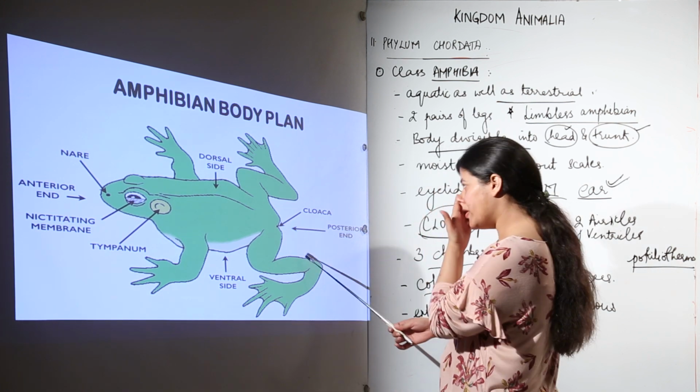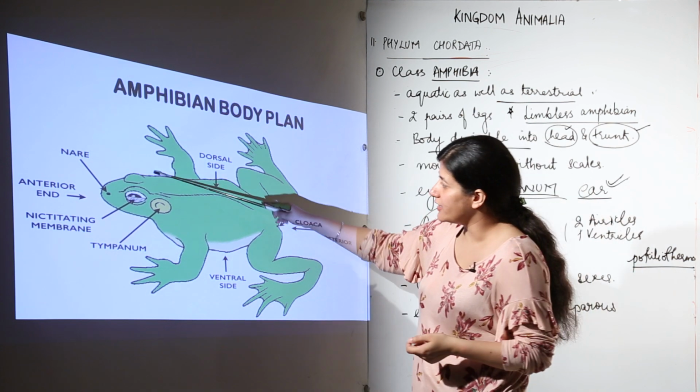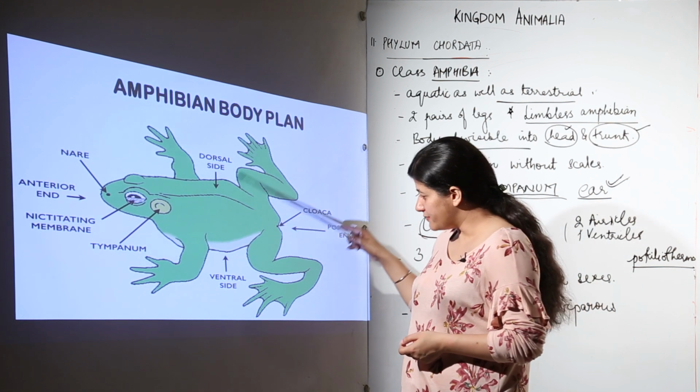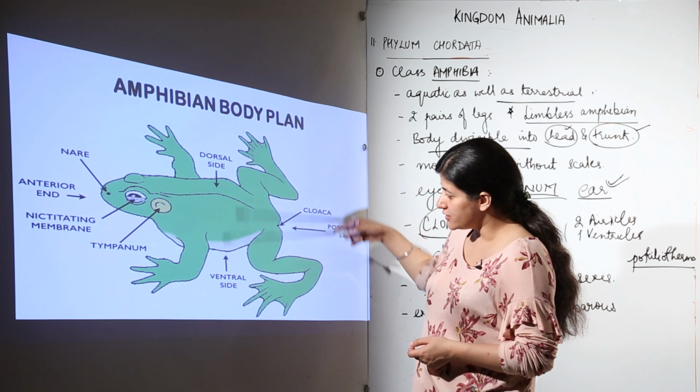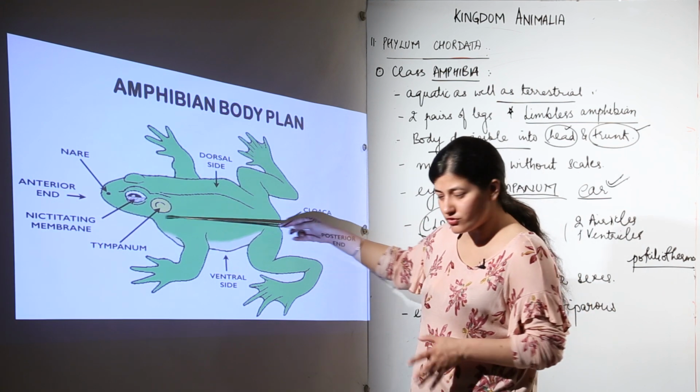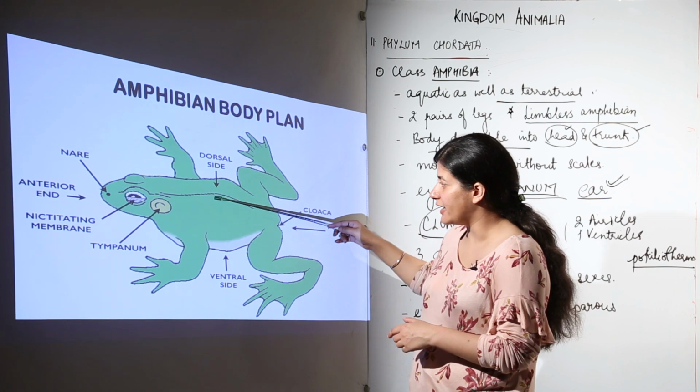Now let's see the body plan. What you see over here is, this part is the head, this is the trunk. From the trunk, two pair of limbs are originating. It is the dorsal side, this is the ventral side. This line represents the mid central line, that is mid dorsal line that is present.